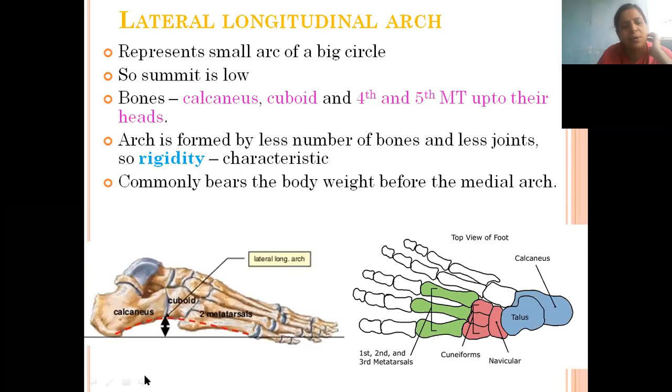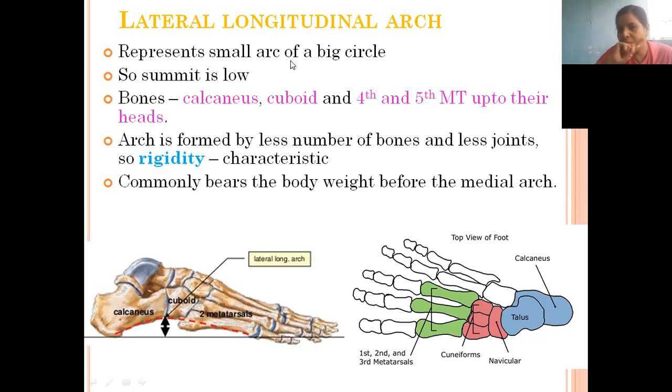Then next, if you observe, this is the lateral aspect of the foot. When you see from the lateral aspect of the foot, now just name the bones. We have calcaneus, this is the cuboid bone. Then we have the last two metatarsals, and then these are the phalangeal bones. So the lateral longitudinal arch you are viewing from the lateral side represents comparatively a small arch.